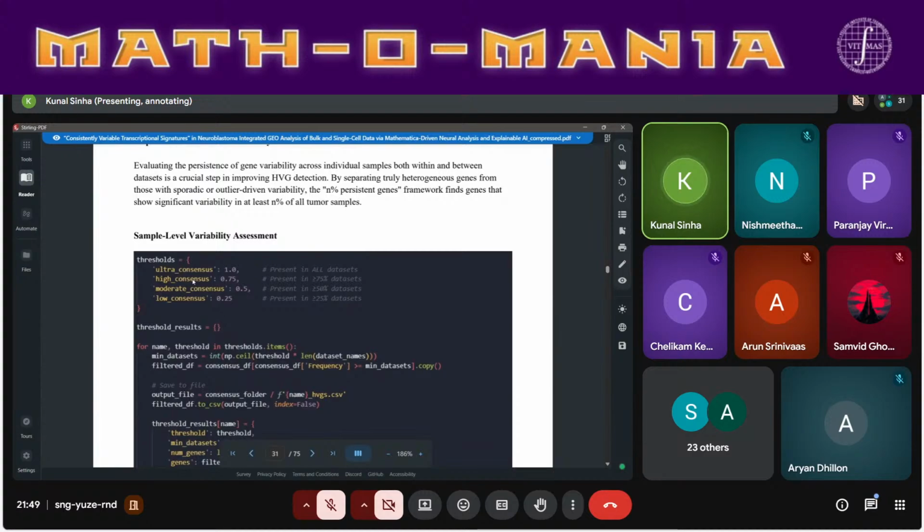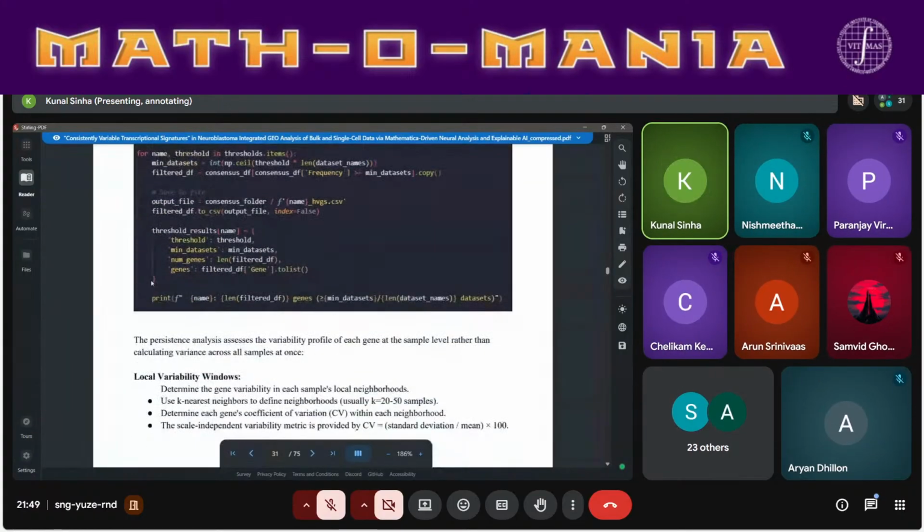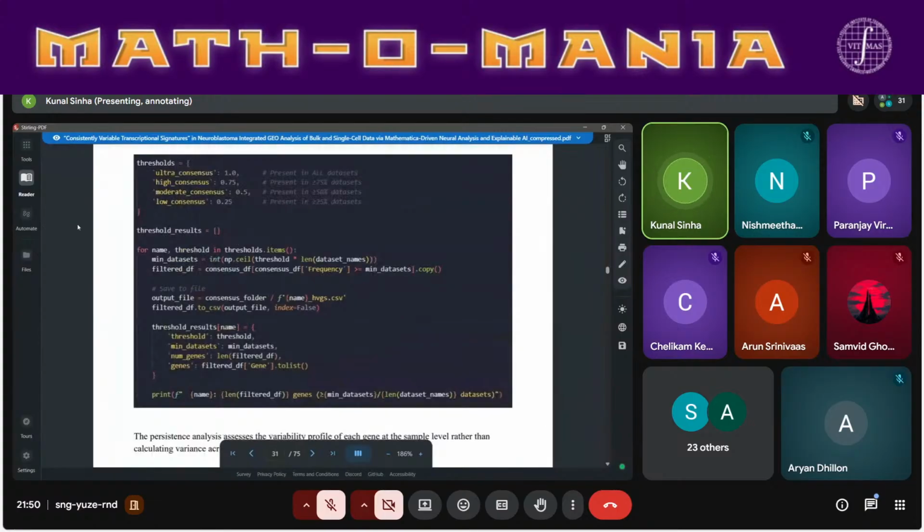We made these terms on our own, because there was really no precedent on this. So ultra, high, moderate, and low. Ultra consensus means this gene is variable in every single data set. High is 70% of data sets, moderate 50%, and low 25%. And this was the code again. This was in Python, because I didn't use any libraries as such at that point. This was a novel application from our side, so I coded it in Python.